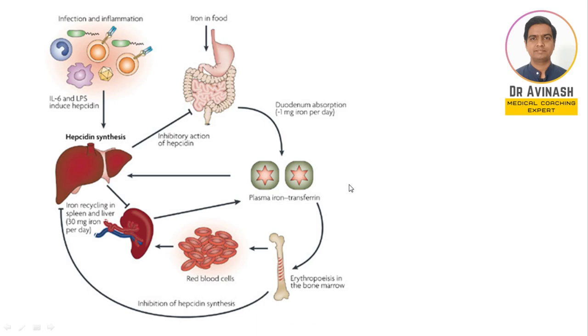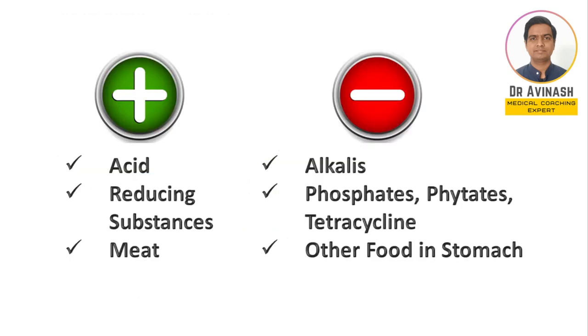Clear? Now, with this in mind, let us talk about factors that positively enhance the absorption of iron. Acids, all reducing substances, will convert Fe3+ into Fe2+. Fe2+ is easily absorbed, Fe3+ is not absorbed. Simple. Meat is a rich source of heme iron. Heme iron has a different transport protein, it can be absorbed better.